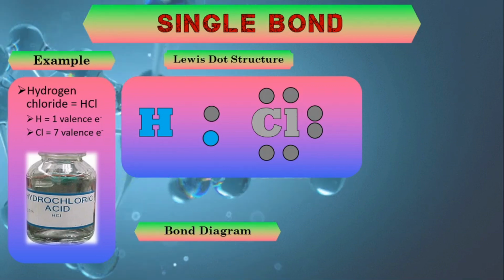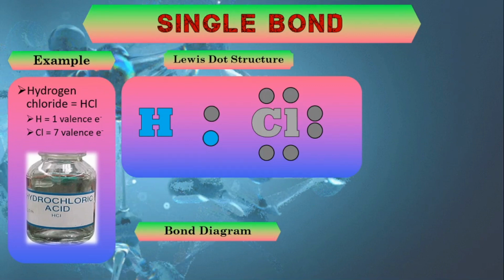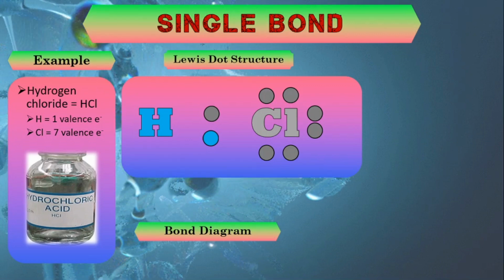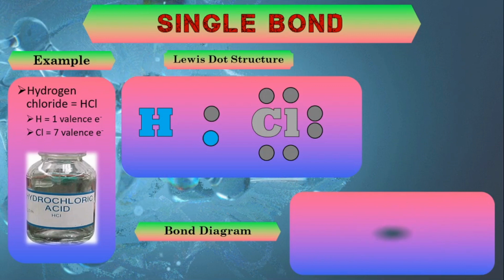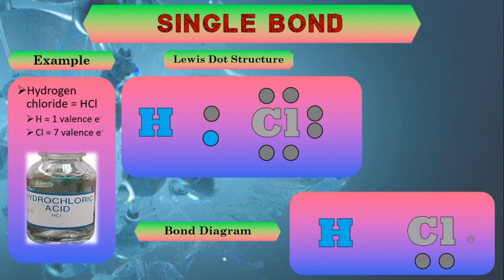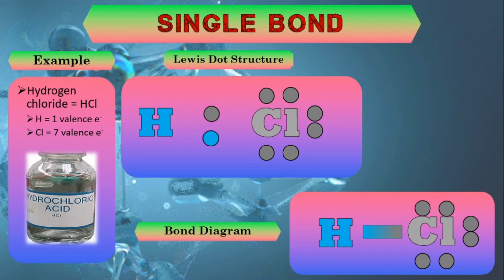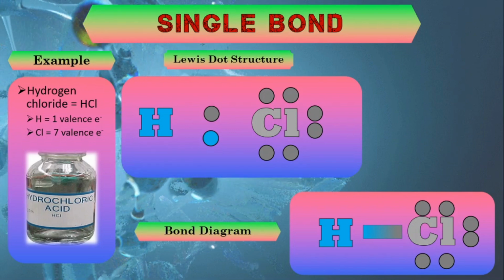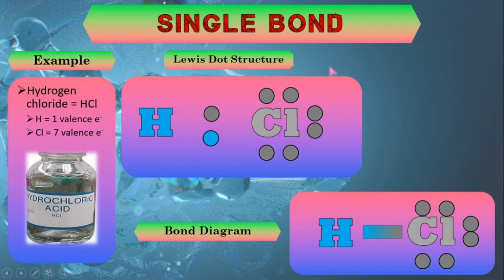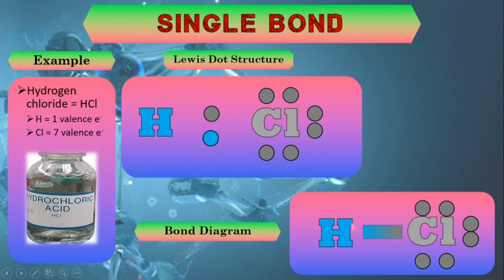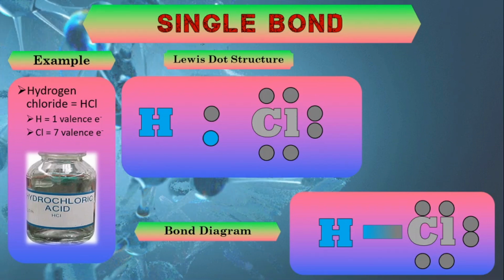That is the Lewis structure of hydrogen chloride. How about for the bond diagram? Okay, so this is the bond diagram. As you will see, there is one single horizontal line between the two atoms.